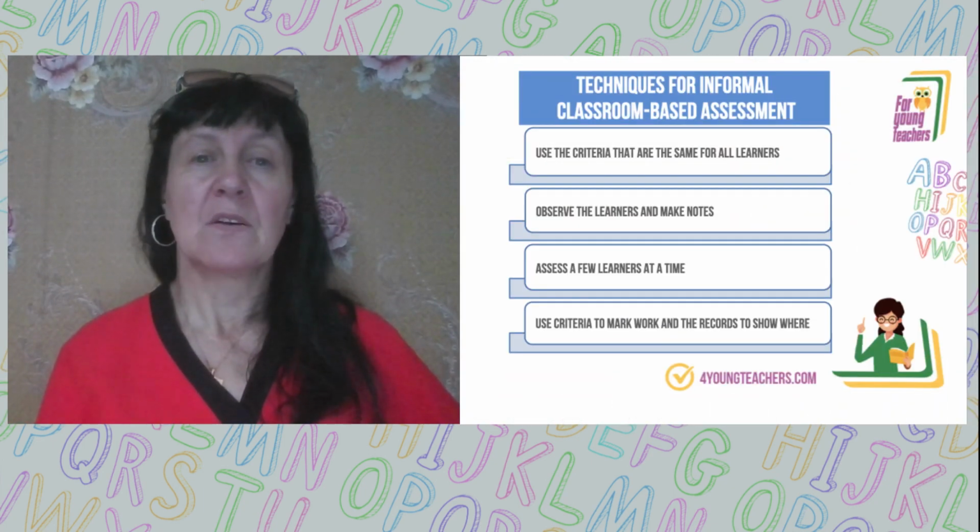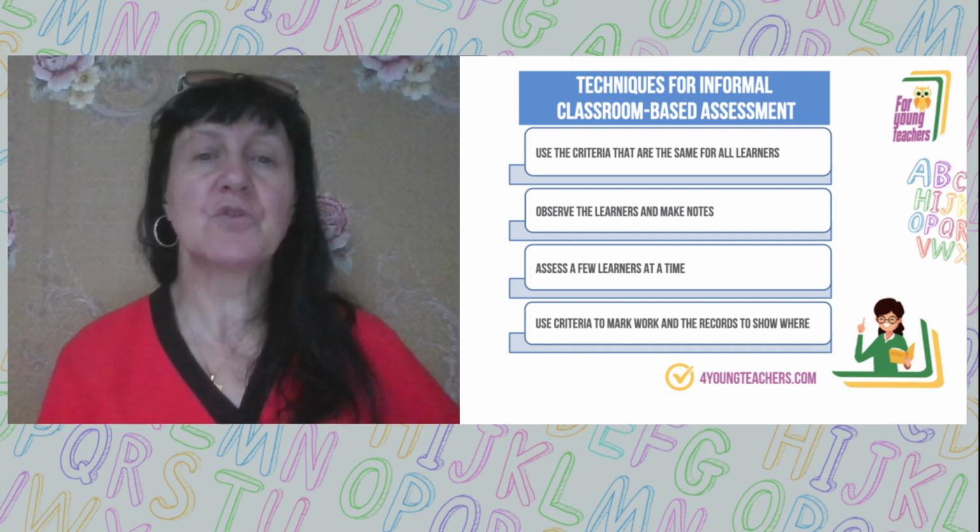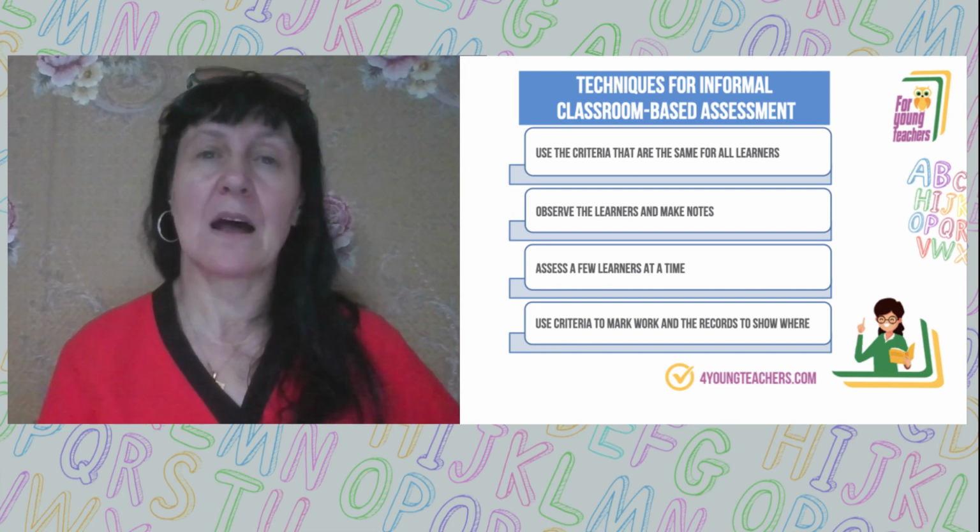As for techniques for informal classroom-based assessment, they include using criteria that are the same for all learners, observing the learners and making notes, assessing a few learners at a time, using criteria to mark work, and keeping records to show where learners are improving.